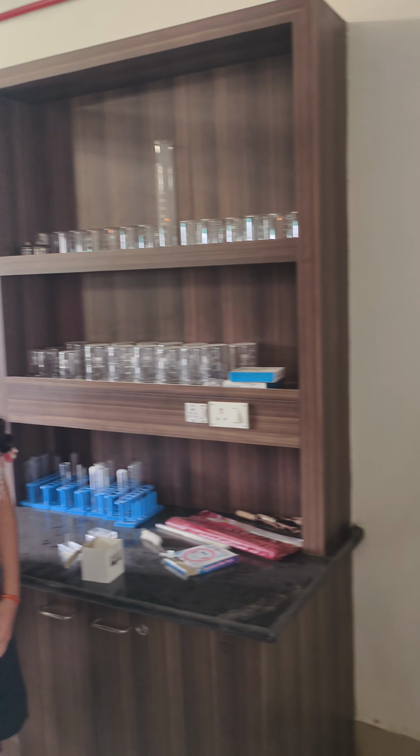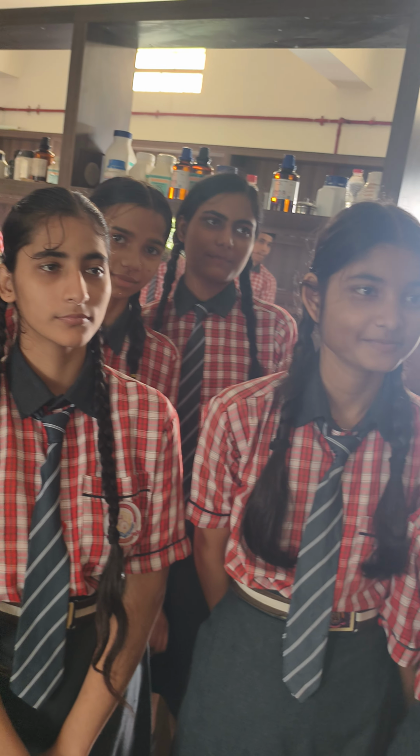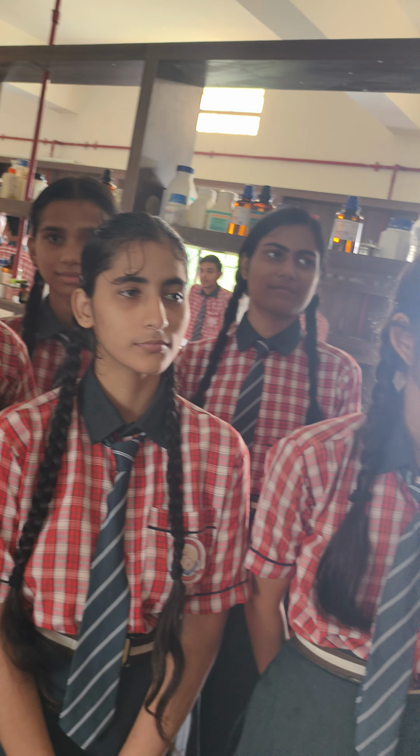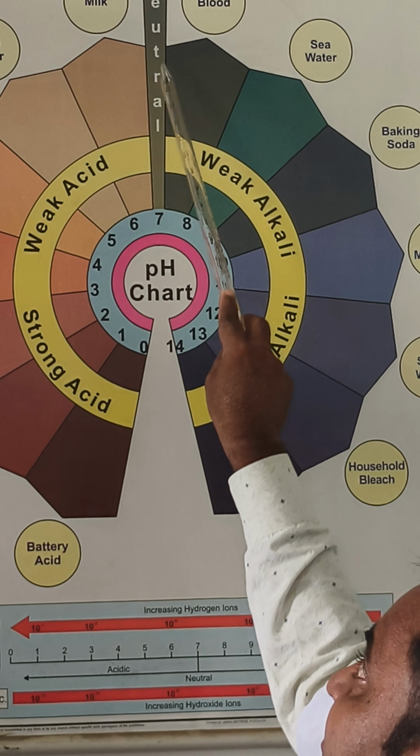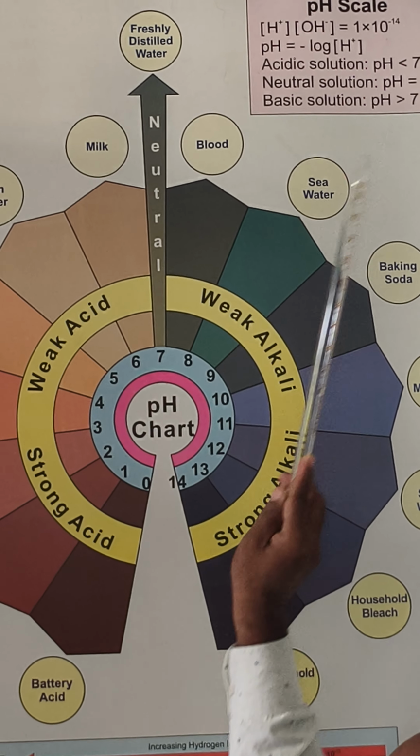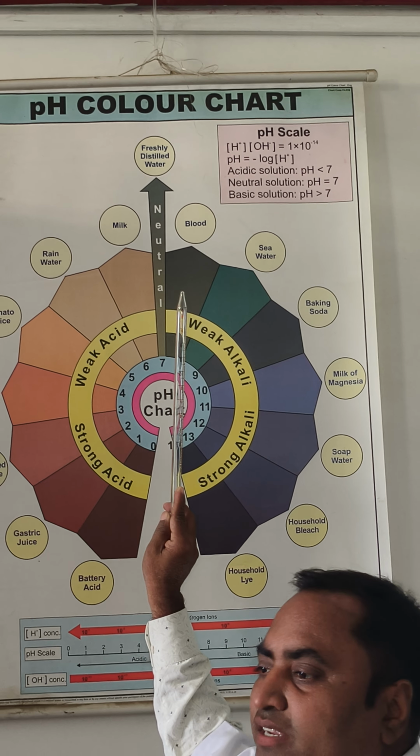You see here, this is a chart paper of pH color chart paper. In the middle, neutral is there. Neutral means 7.0. That is water, we can say freshly distilled water is there, with a pH of 7.0.